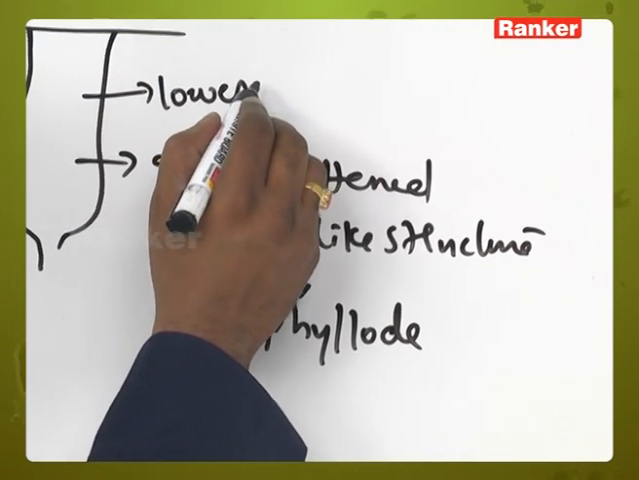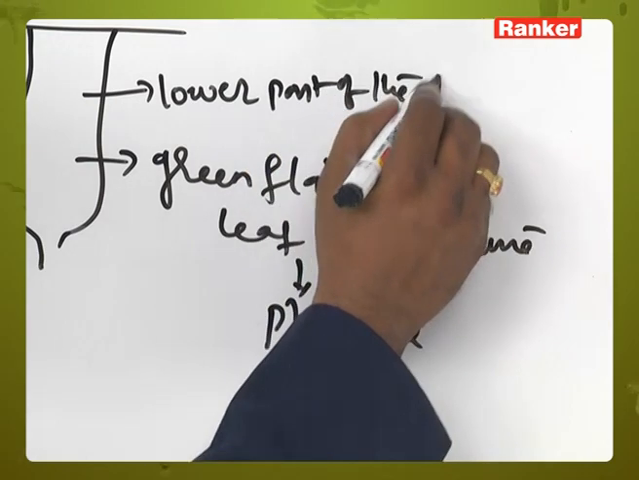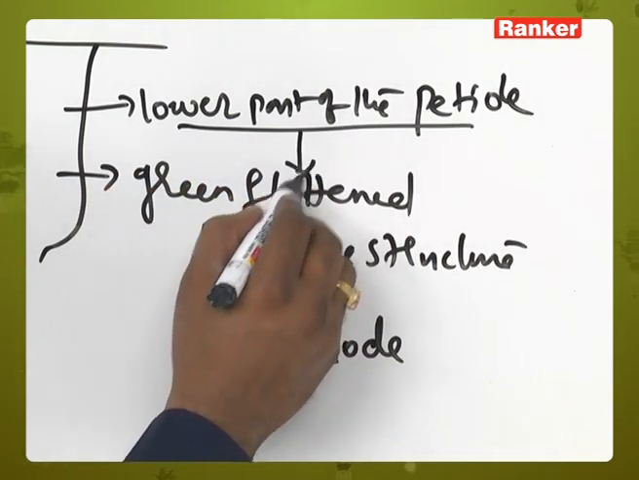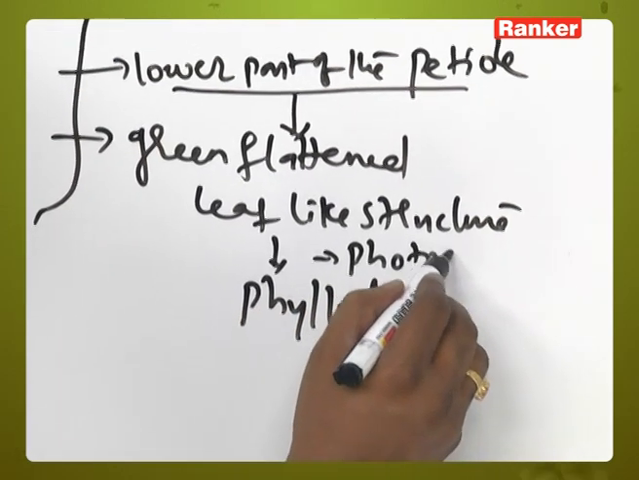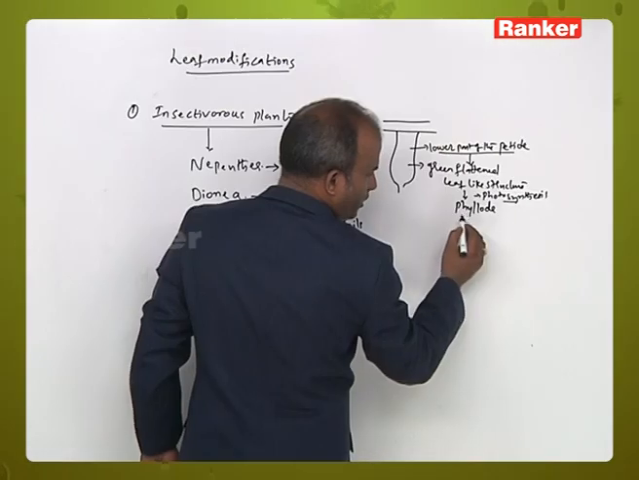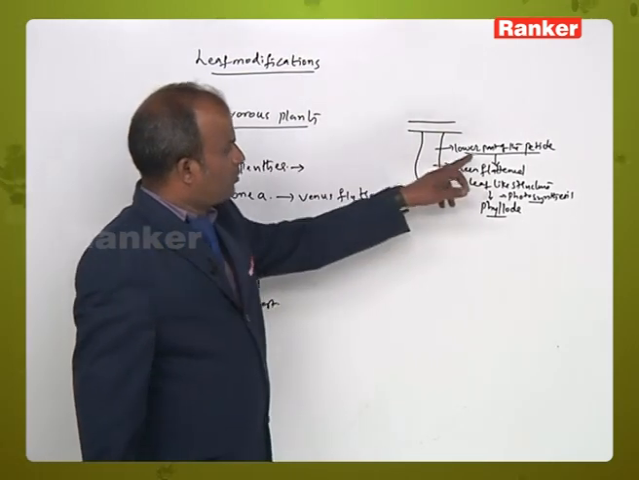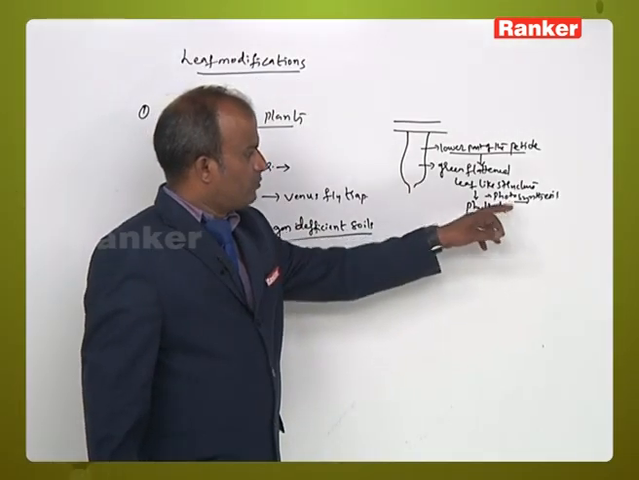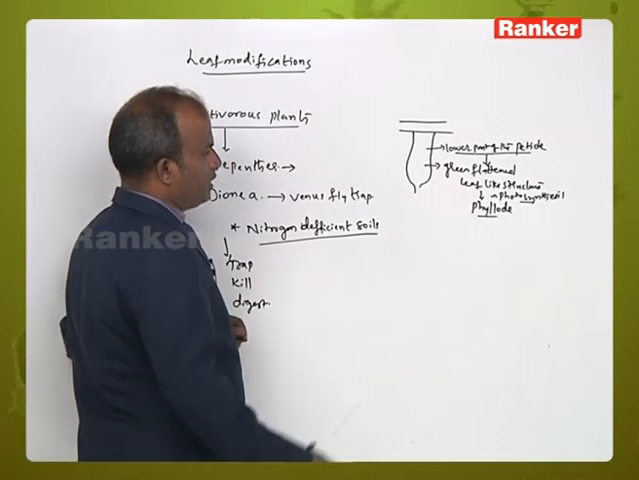Which part is modified here? The lower part of the petiole. The lower part of the petiole modifies into a green flattened leaf-like structure, and it can perform photosynthesis, due to which they can prepare their own food material, so it is called phyllodes.